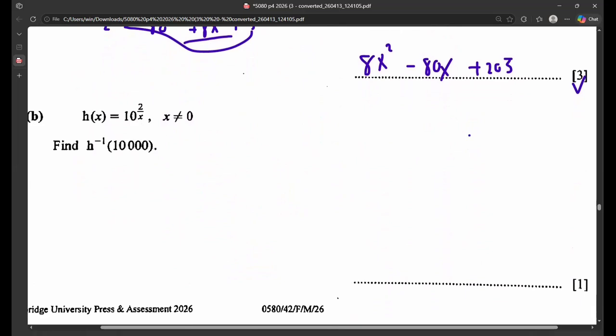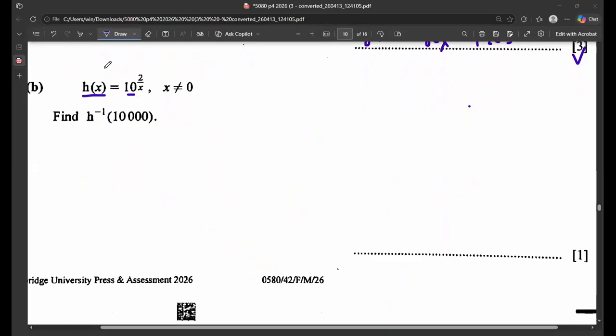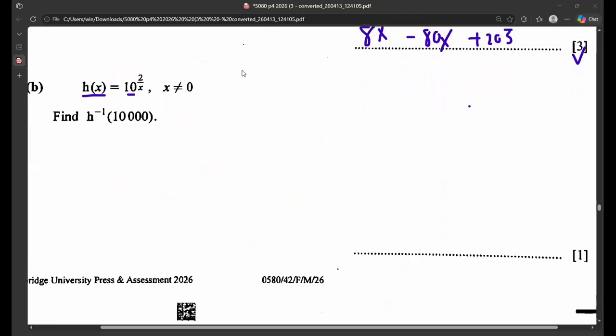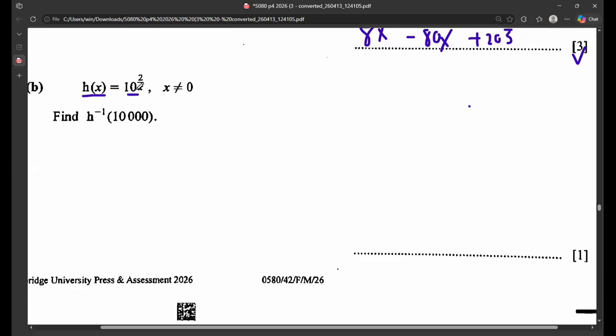Easy. Okay, here he gave you h(x) equal to 10 to the power of 2 over x, where x is not equal to 0. Find the inverse, which is equal to 10,000 here. So in this question, he told you that 10 to the power of 2 over x is equal to h of x. Find the h of 10,000.